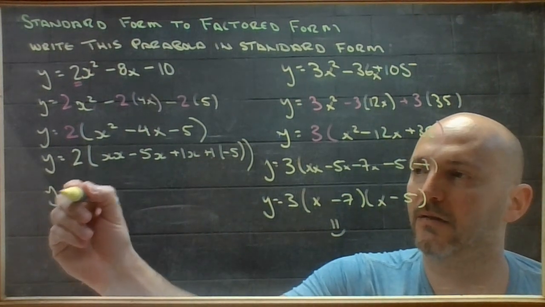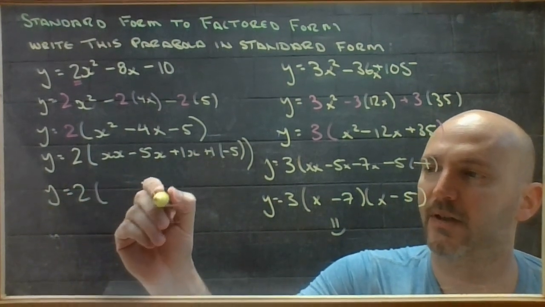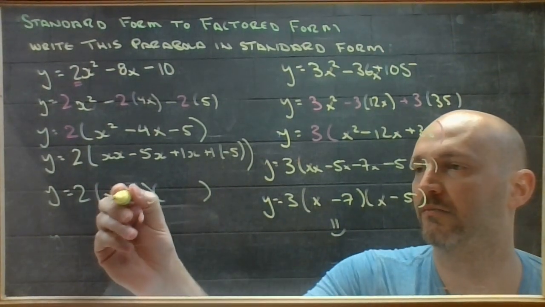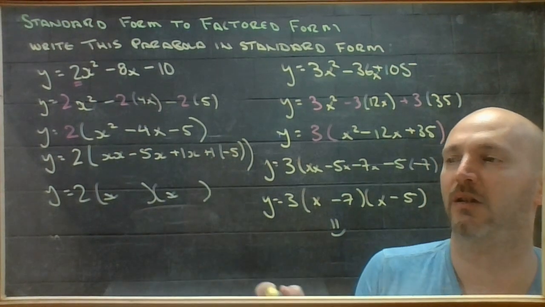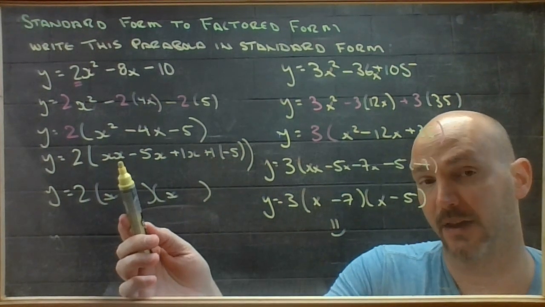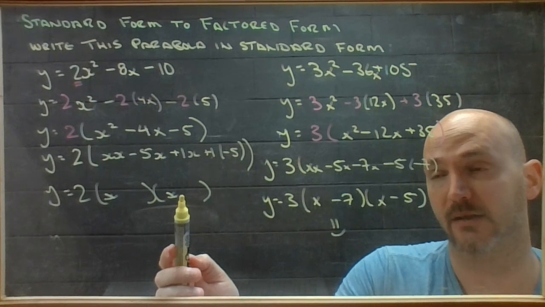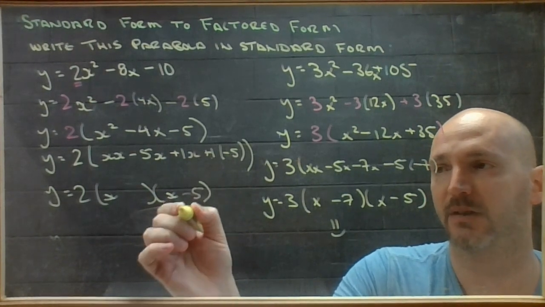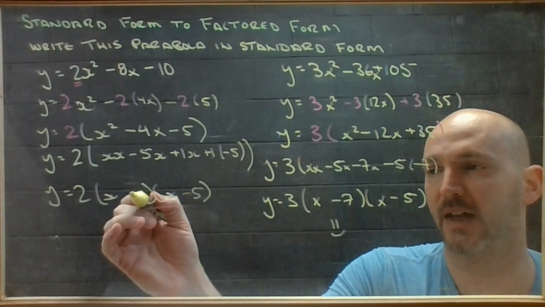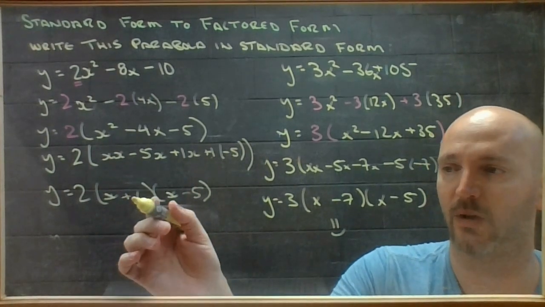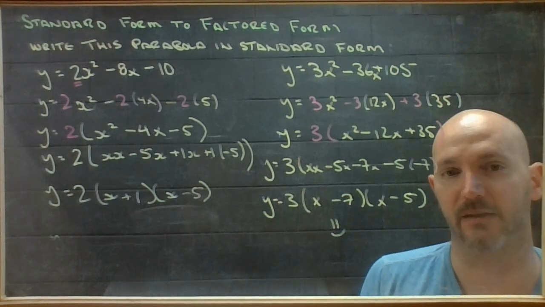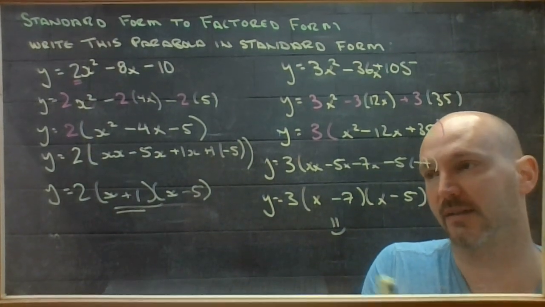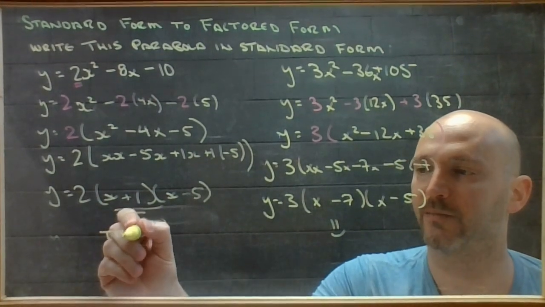And if I split that into these two brackets, I can see that I got this term from an x and an x. I got this term from an x and a negative 5. And I got this term from an x and a plus 1. And 1 times negative 5 gives me that. So there I go. I finished factoring this. So this is a factored form.